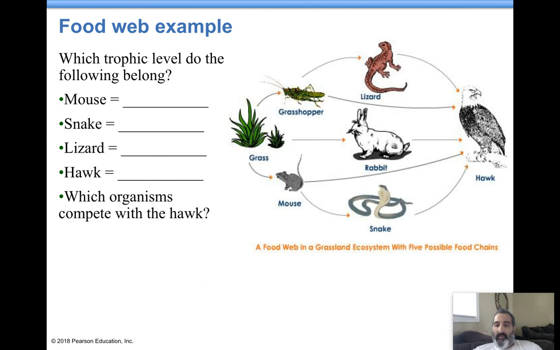It's a 3. Let's see, is it anything else? 0, 1, 2. 0, 1, 2, 3. So the hawk is a 2 and a 3.